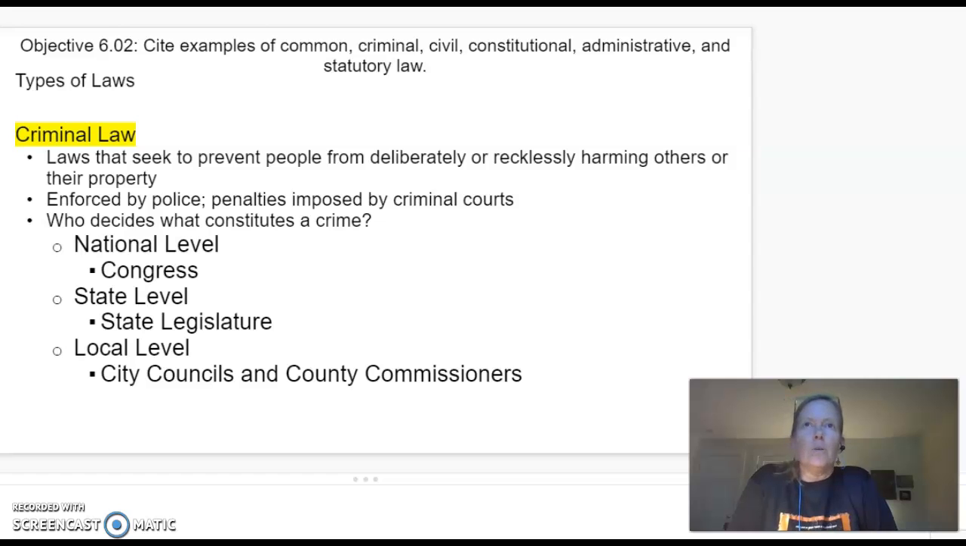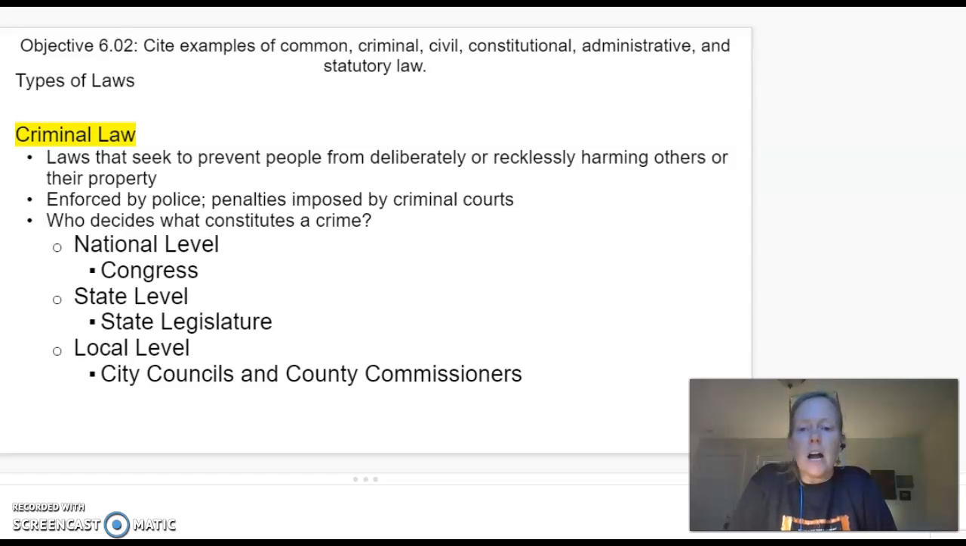So, think of an example of some sort of crime that was committed, and then you can see, is that a national violation of a federal law, state law, or a local level, okay? Spitting on the sidewalk, that's a local city ordinance, technically, that you might be violating, okay?